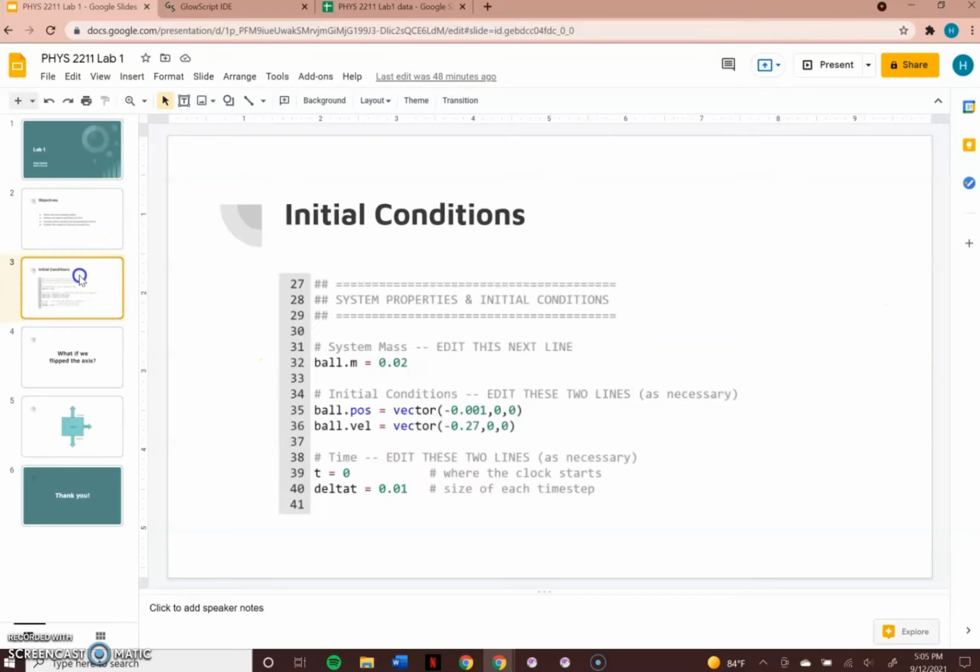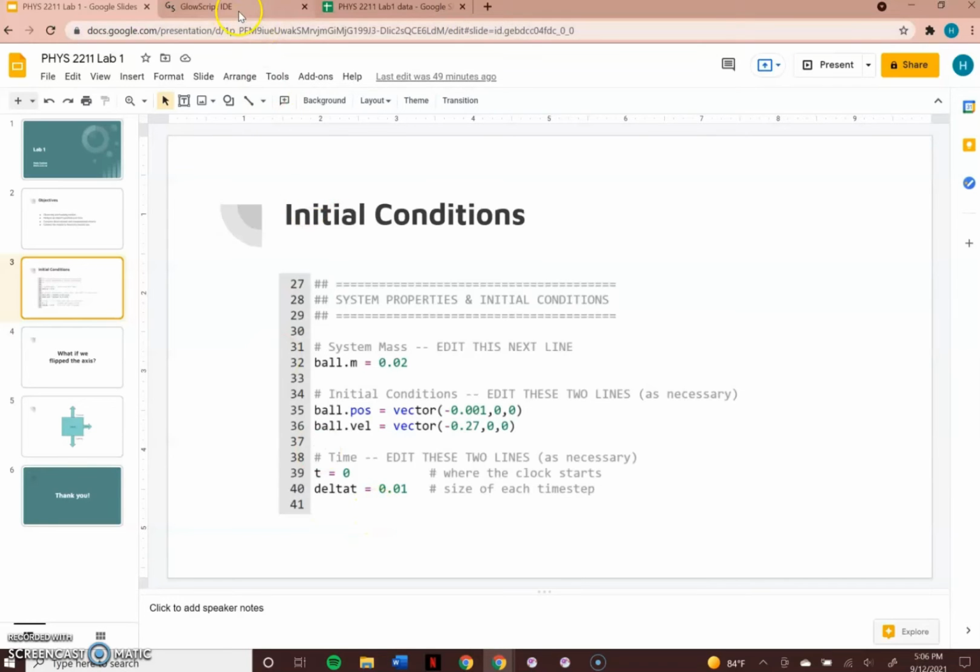So for the GlowScript program, we have to assign initial conditions. The mass of the pill bottle is 0.02 kilograms, the position, which is only the x-coordinate because we're only dealing with the x-axis as stated before, an initial velocity, an initial time of 0 seconds, and a delta t of 0.01, which is a small enough value for the size of each timestamp, which creates a more accurate result.